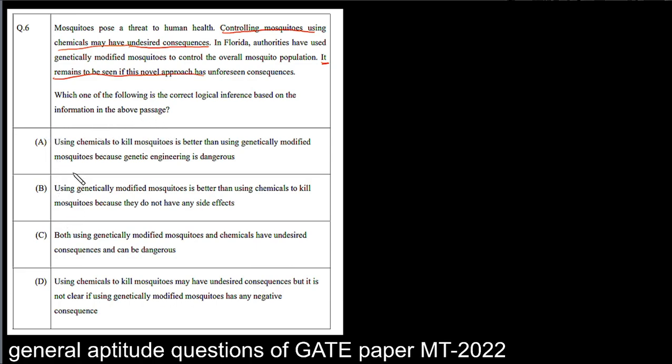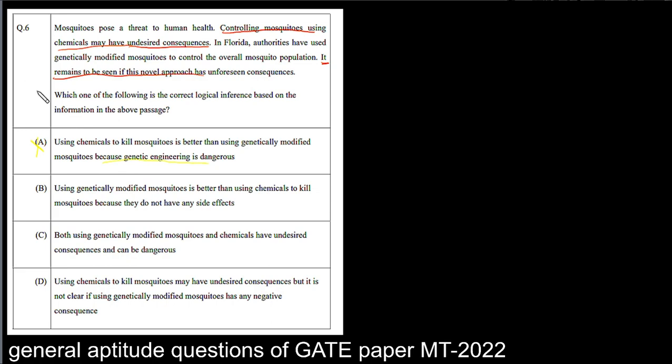Now we have four options. We have to select the logical statement that we can say from the above passage. Let's start with option A. Option A says using chemicals to kill mosquitoes is better than using genetically modified mosquitoes, because genetic engineering is dangerous. This last statement is declaring the result of this novel approach. But in the passage it is given that it remains to be seen. That means we are waiting for the result. But in option A they have declared the result. They have simply called genetic engineering dangerous. So we can cancel out this option because we are not sure what happened in this case. We cannot say this statement from this passage.